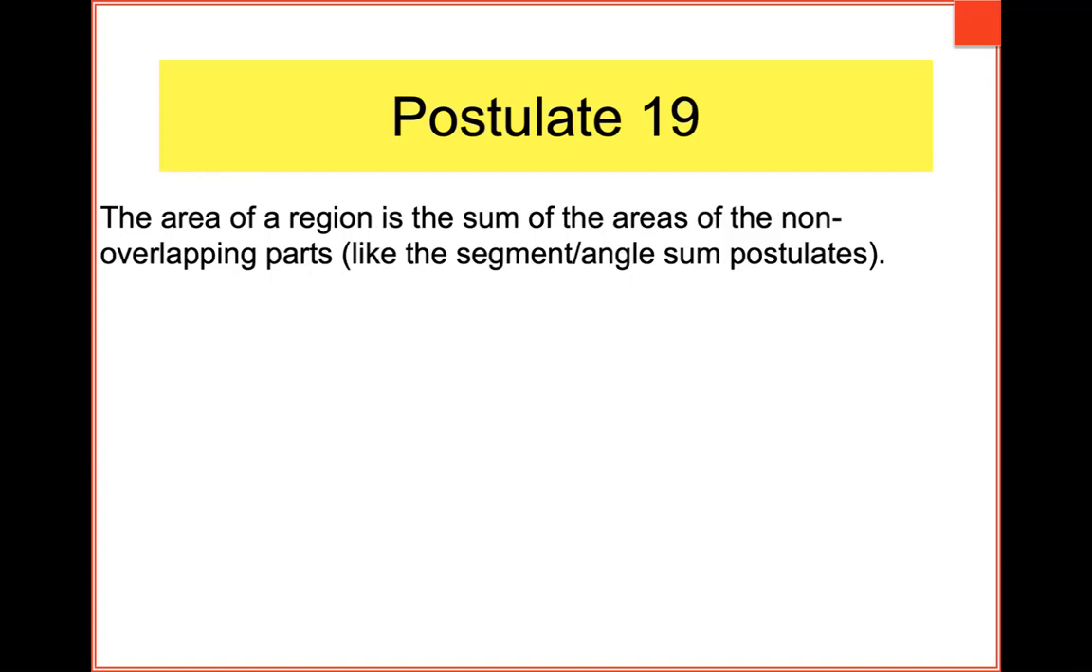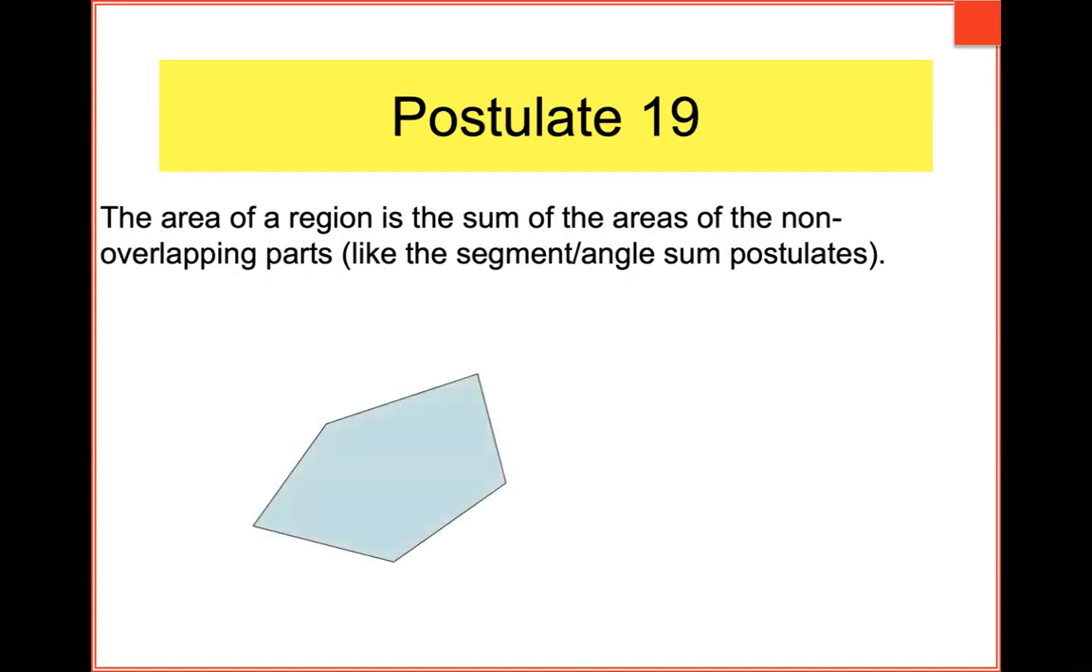Postulate 19, well, let's see, we started off, postulate 2 was the segment addition postulate. Postulate 4 was the angle addition postulate. Eventually we had the arc addition postulate. I can't tell you which one that one was. And then now we arrive at this one, and this is called the area addition postulate.